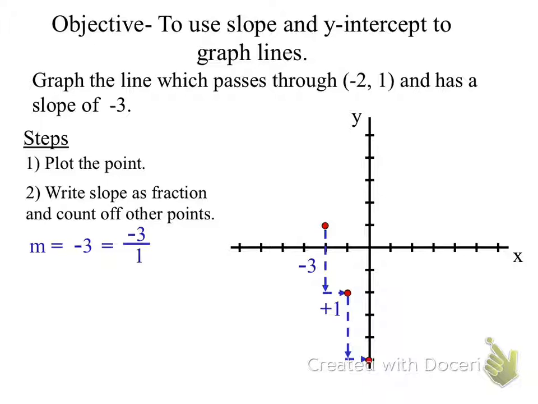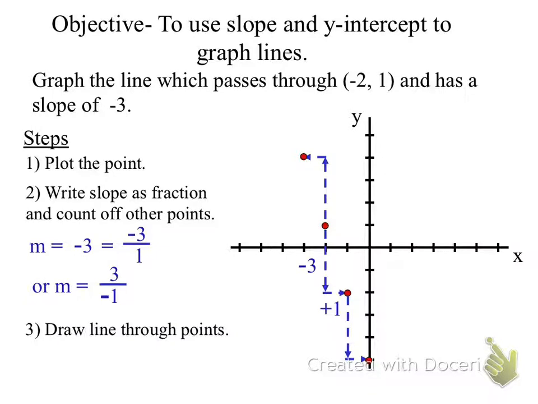I could also take that negative in the denominator. I can use it in the numerator or the denominator, not both. So what happens if I do m equals 3 over -1? I can rise 3, positive 3, and run -1 to the left. Then I have points in this area, up 3 over 1. And then we connect the points.